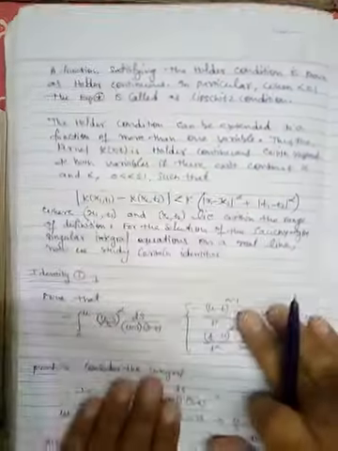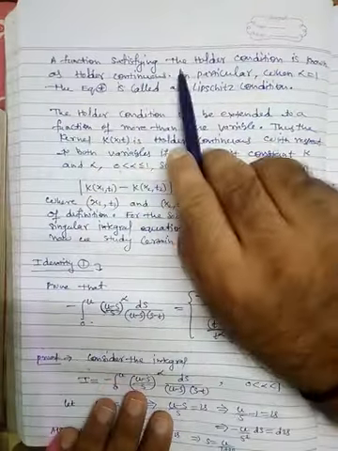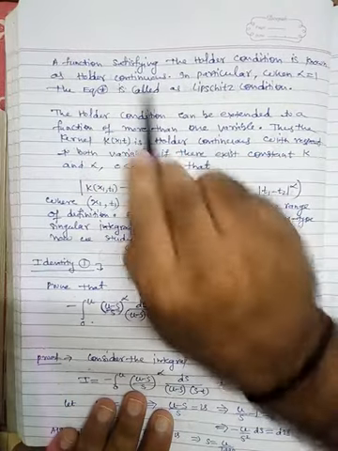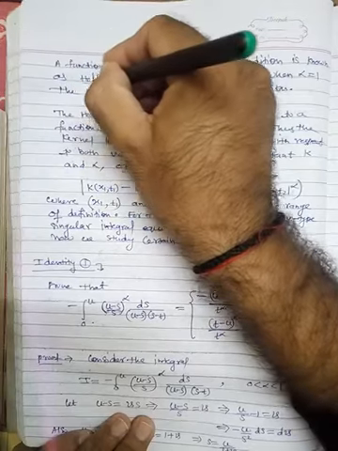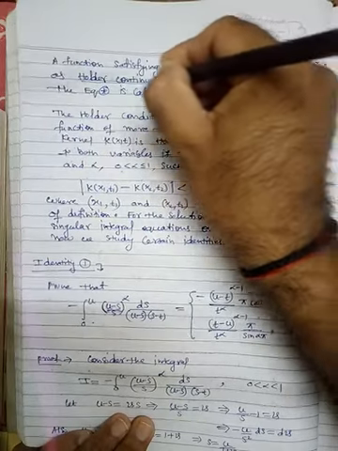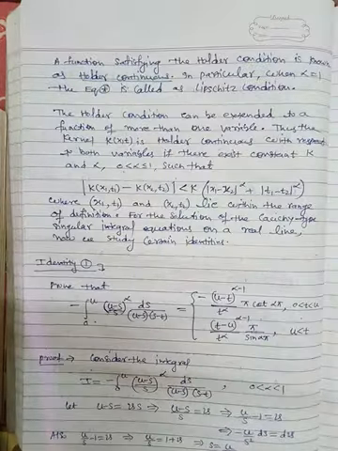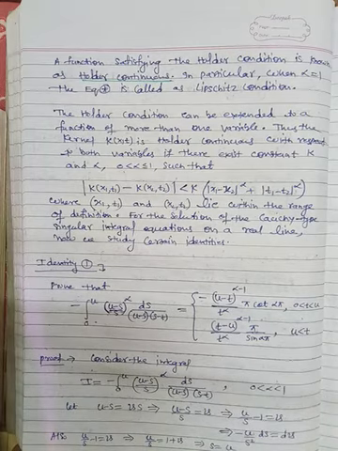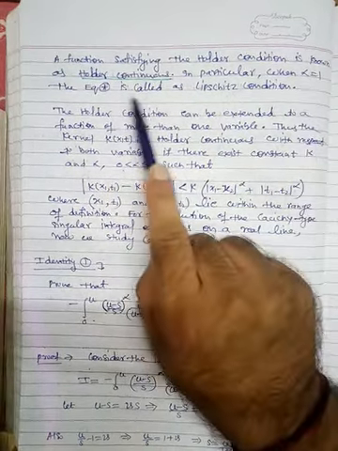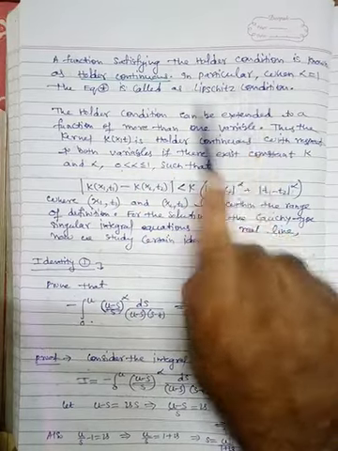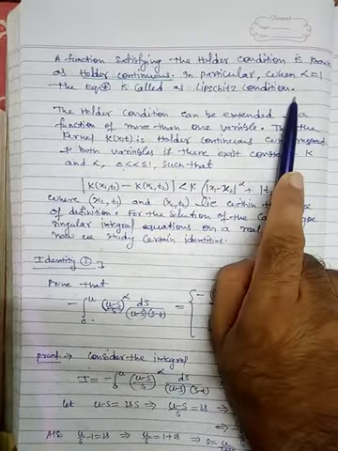So now a function satisfying the Holder's condition is known as Holder continuous. Fine. So when this is satisfied, this is known as Holder continuous. So what will we call that function? Holder continuous. In particular, when alpha is 1, then equation 1 is called the Lipschitz condition. You must have studied the Lipschitz condition in differential equations.